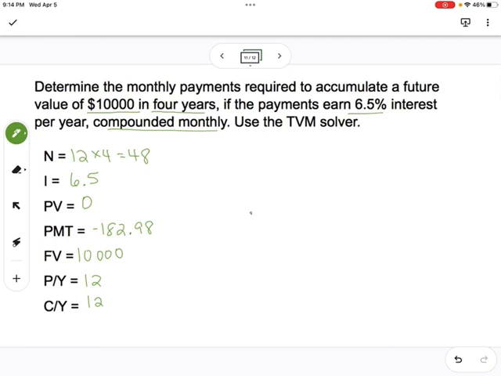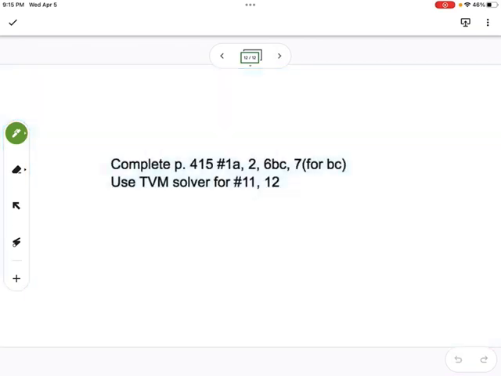Therefore, the monthly payments are $182.98. Keeping in mind that we can solve this through a table, a formula, or using the TVM solver, complete these questions here, and if you have any questions, please let me know.